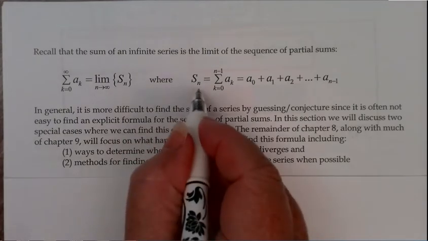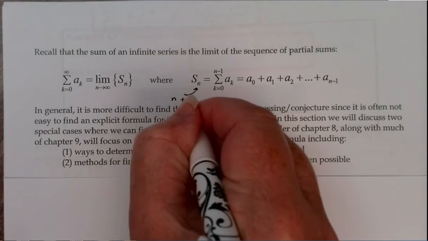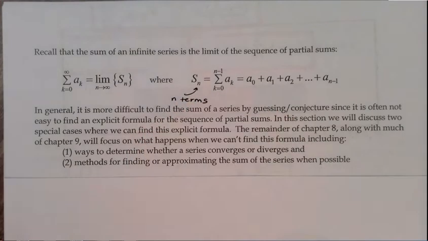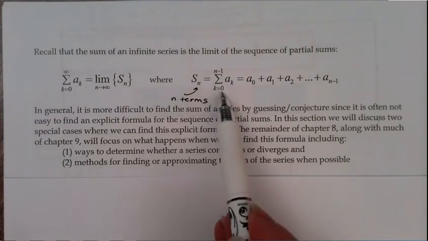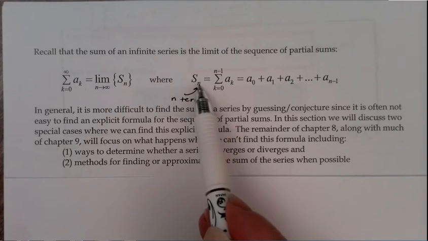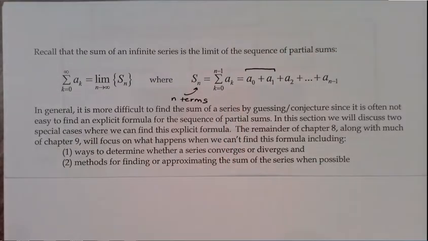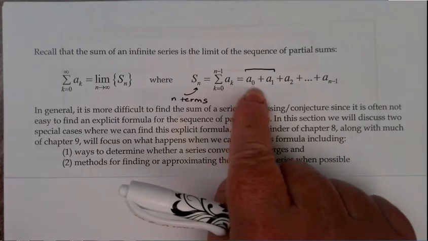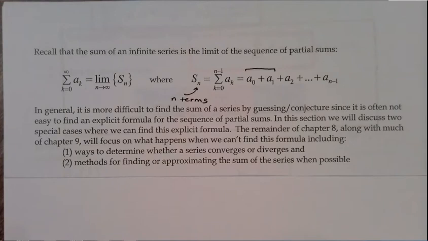Just a comment, S sub n means that we're summing up n terms. And notice that we actually don't go all the way up to n here because we're counting the 0 term as one of our terms. So for example, S2 would be these two terms, the 0th term and the first term, if you will. So we actually only go up to one less than the number n.